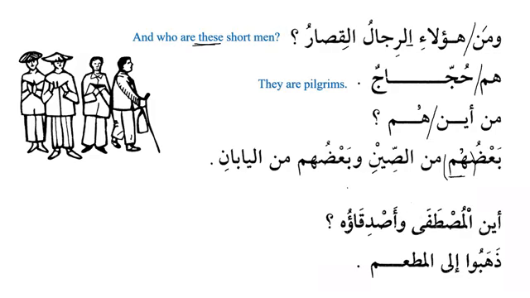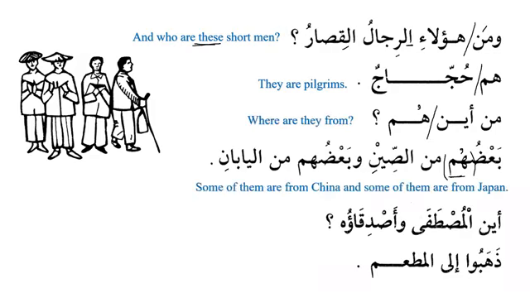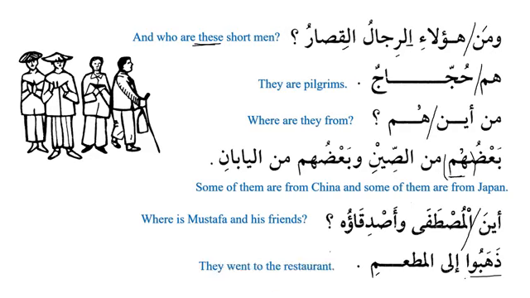The next one, Ain al Mustafa, where is Mustafa? Wa asdiqa'uhu, and his friends. Sadiqun, and the plural of Sadiqun is Asdiqa'u. Sadiqun wa Asdiqa'u. So we have Aina al-Mustafa wa Asdiqa'uhu. Where is Mustafa and his friends? And the answer is Dhahabu. They went ila al-mat'ami, to the restaurant. So now we have here Dhahabu. They went ila al-mat'ami, to the restaurant.